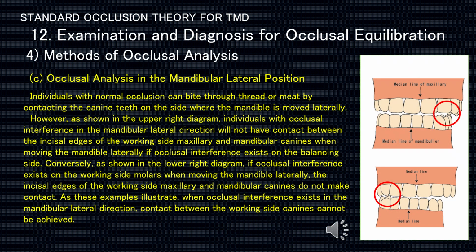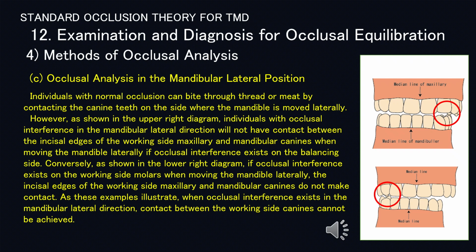C. Occlusal analysis in the mandibular lateral position. Individuals with normal occlusion can bite through thread or meat by contacting the canine teeth on the side where the mandible is moved laterally. However, as shown in the upper right diagram, individuals with occlusal interference in the mandibular lateral direction will not have contact between the incisal edges of the working side maxillary and mandibular canines when moving the mandible laterally if occlusal interference exists on the balancing side.